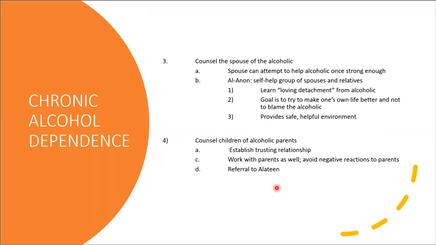Again, we also need to counsel children of alcoholic parents, help them to overcome the denial of the problem. You want to establish a trusting relationship. You also want to work with the parents as well, avoid negative reactions to parents, and can refer them to Alateen, which is another organization for teenagers of alcoholic parents. It's a self-help group that is similar to Alcoholics Anonymous or Al-Anon.